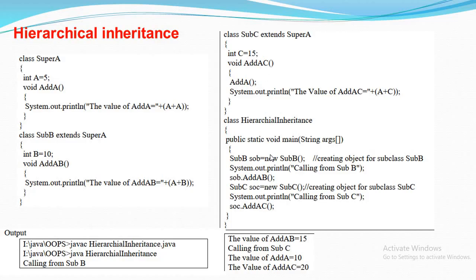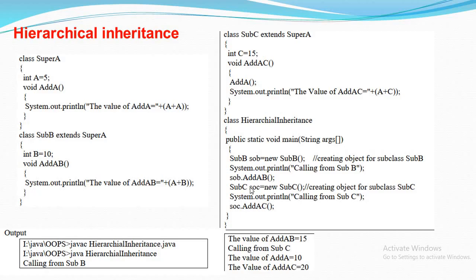So we create the objects for Sub B and Sub C, and we access the corresponding functions. The output of the program is add AB equal to 15. Then calling from Sub C, add A equal to 10. Then again add AC equal to 20. This is the example for hierarchical inheritance. We have only one base class and we can have a number of derived classes.